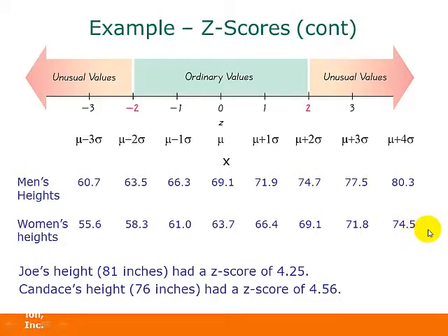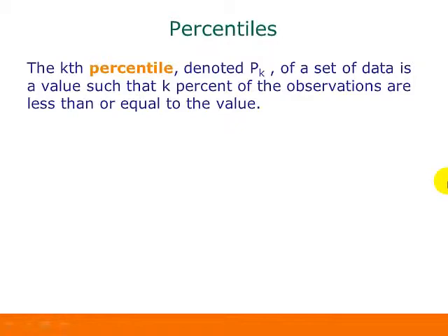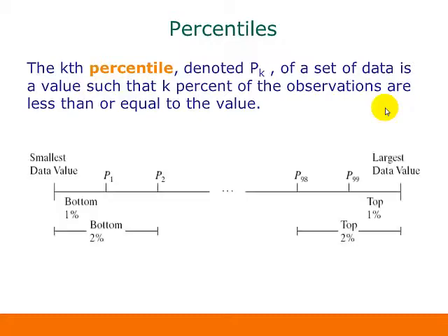So the kth percentile, which we denote as p sub k, of a set of data is a value such that k% of the observations are less than or equal to the value. Here's a picture to help you understand this. If we have the very smallest data value over here, then if we're talking about the bottom one, the data value p sub 1 would be the one that would have 1% of the rest of the data values less than or equal to that. So in other words, 1% of the data values are less than or equal to this value.